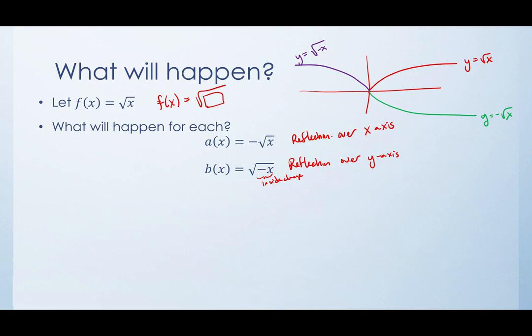Okay, what else do we have? We've got c of x equals 3 times the square root of x. This is going to be a vertical stretch by a factor of 3.